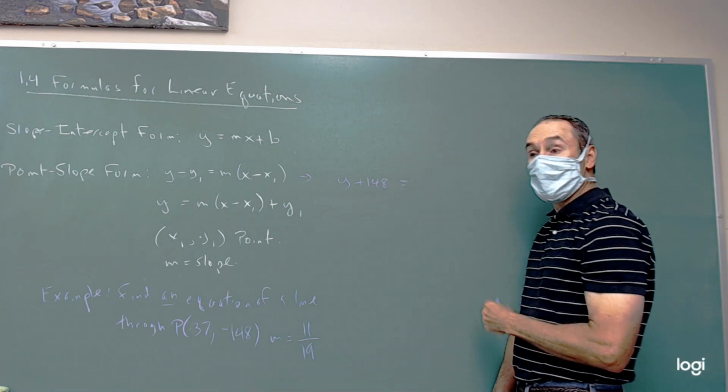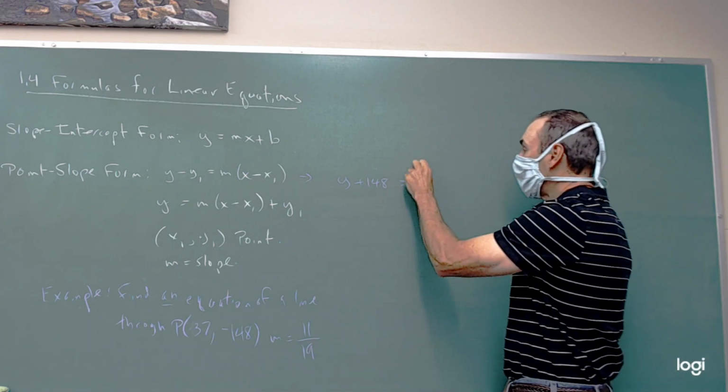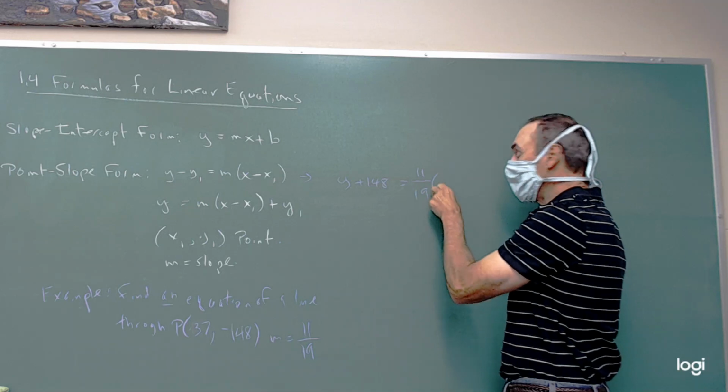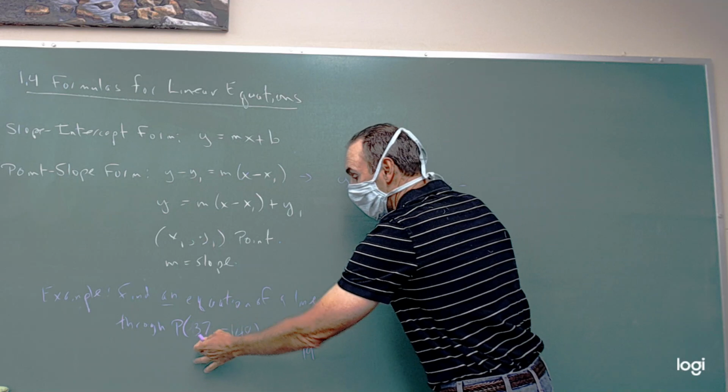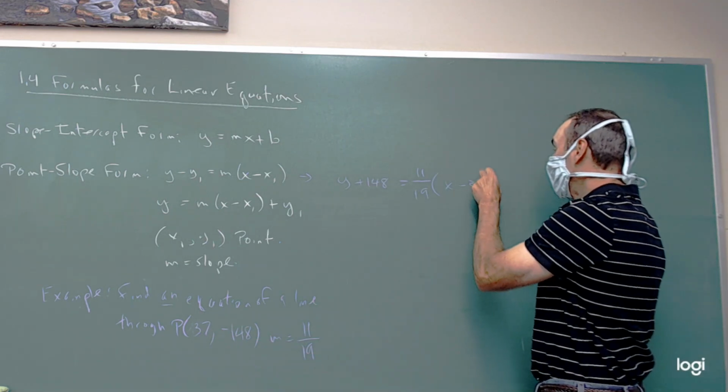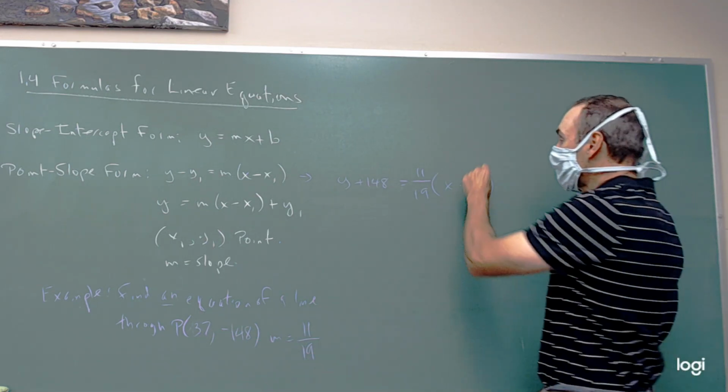And that's going to equal the slope m, which we said was this terrible 11/19, times the x minus the x coordinate, which in our case is 37. And that's it. We're done. That is an equation of a line.